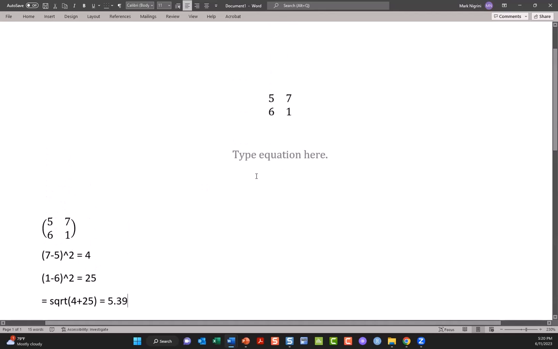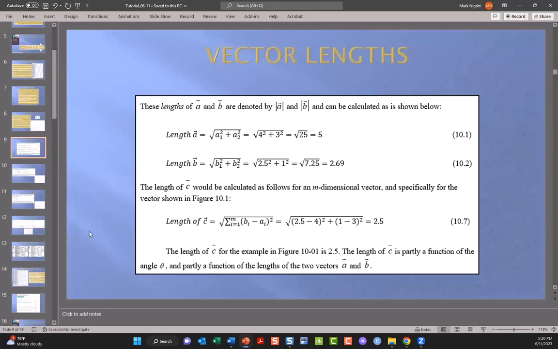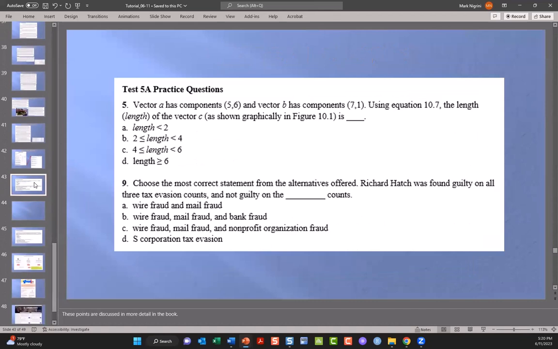So the answer is not blowing in the wind, as Bob Dylan said. When I use this, I get 5.39. And come back here. 5.39 gives me an answer of? C. C. So we're good.